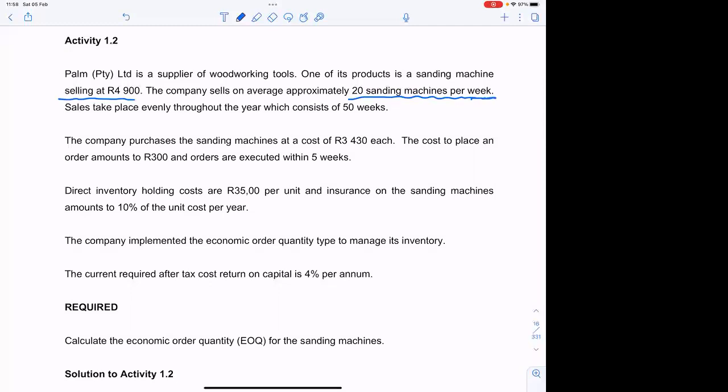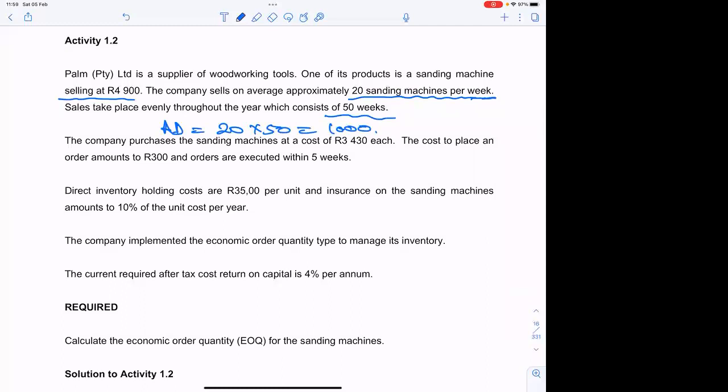Our formula for economic order quantity, we said it is annual demand altogether. So now it is 20 sanding machines per week. So what we need to do now is to check how many weeks there are in a year. Are we together? Sales took place evenly throughout the year, which consists of 50 weeks. So life is good for us now. For us to get our annual demand, we can easily say 20 multiplied by 50, which gives us 1,000. Are we together? So that is our annual demand.